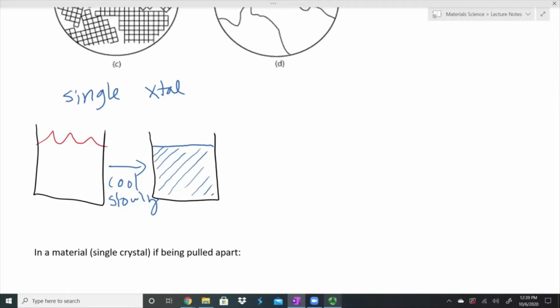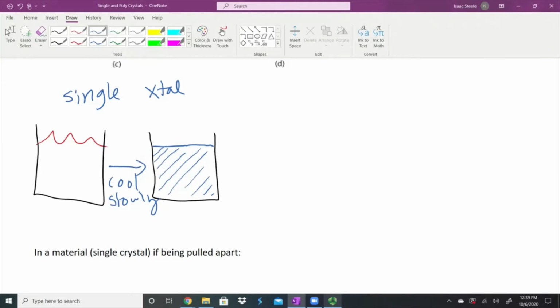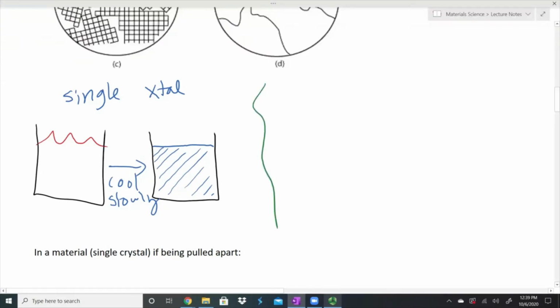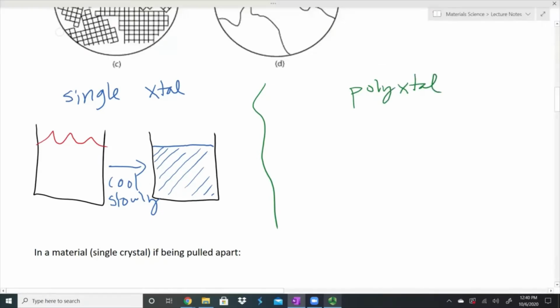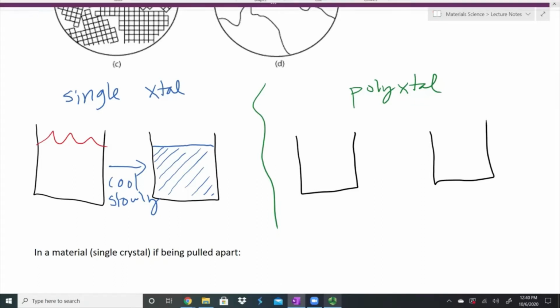What we're going to do is look at the next picture. What about for a polycrystal? So we'll do polycrystals over here. I have this same picture. I'm going to have some hot liquid, and I'm going to let it crystallize.